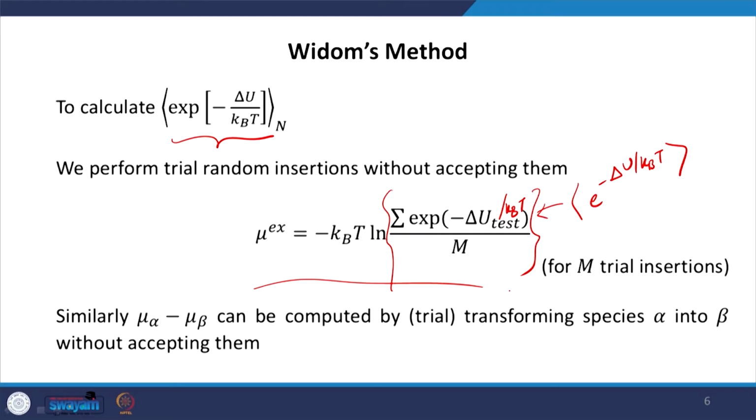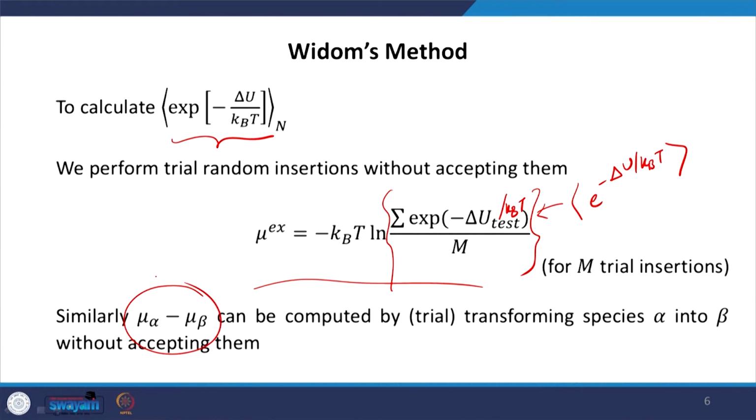In fact, this method can be extended again to mixtures using an idea similar to the semi-grand canonical ensemble that we discussed earlier, in which case I will perform a trial transformation of species alpha into species beta, and we never accept that. So, just like we are finding the excess chemical potential for one component in the earlier example, if I am doing transformation of species alpha into beta, we would be computing the difference of the chemical potential between the alpha and beta species, and generally the ideal gas contribution will cancel out.